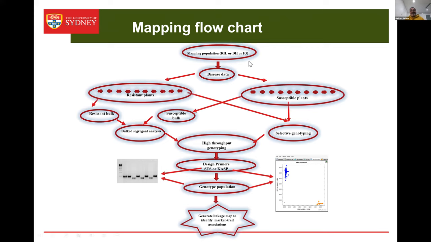So basically, mapping genetics is then followed by whatever. Like if you have more money, you can do whole genome genotyping. If you have less, people do bulk segregant analysis or selective genotyping, in which they don't bulk it, but they take 20 odd extremes, and on both sides you have standard susceptible, and eventually you develop markers like this. And I think SNPs are more popular now, and this is an example of a KASP marker assay.